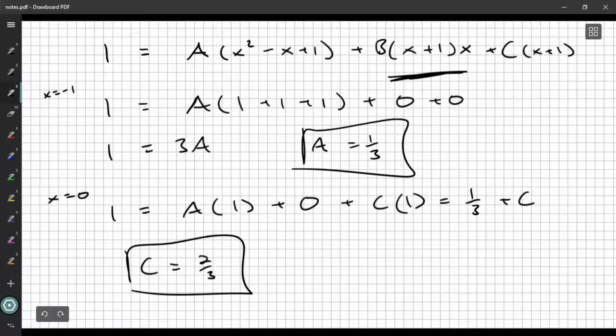Okay, we have one more to go. We just need to figure out what b is. Really, we could pick any value for x that we haven't already picked, so I don't know, something like 1 would do the trick.